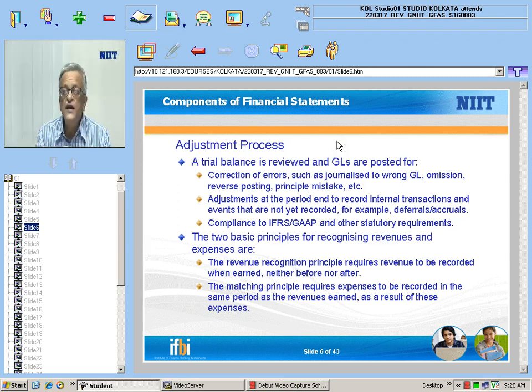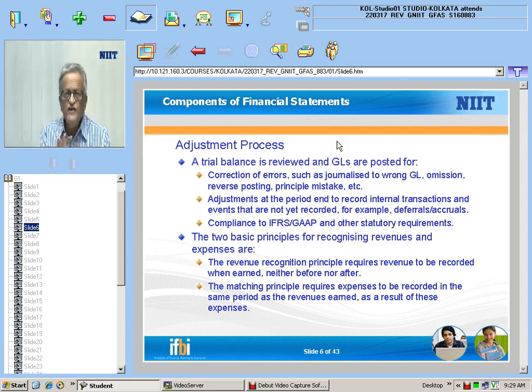This is very important: you have to ensure, before the final trial balance is taken, that all accounting standards have been followed. The two basic principles for recognizing revenue and expenses: what are the basic principles that must be followed? All of you know that. First, the revenue recognition principle, and second, the matching principle. What is the revenue recognition principle? It requires revenue to be recorded when earned, neither before nor after. So if revenue has been earned, it must be recorded.